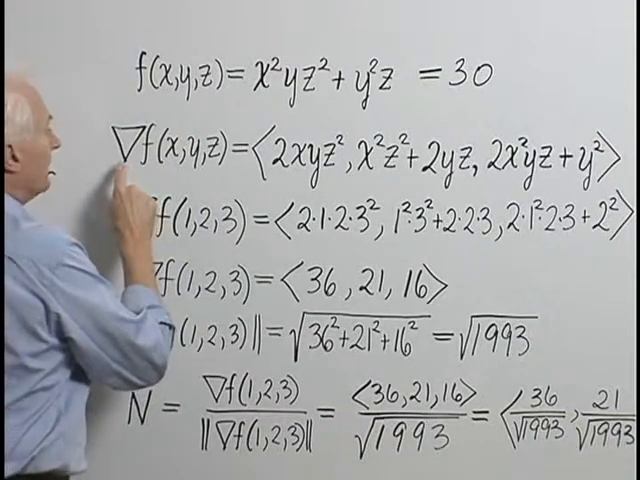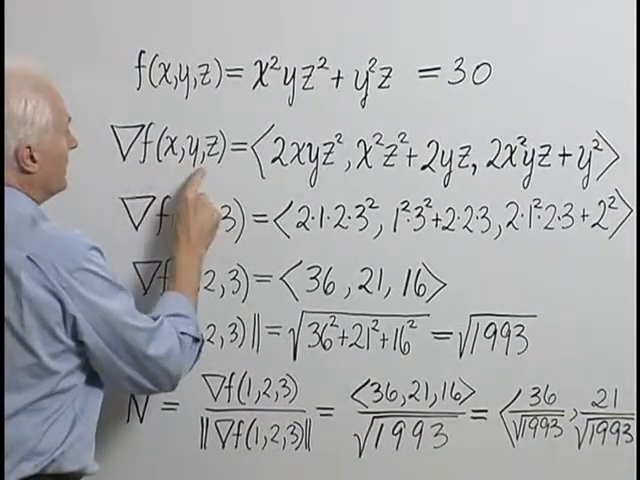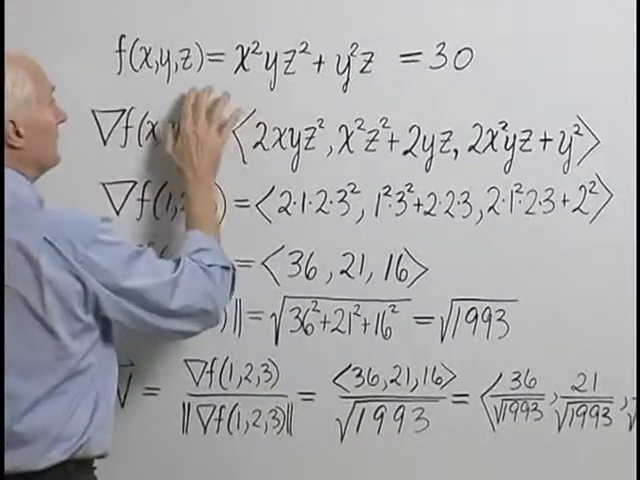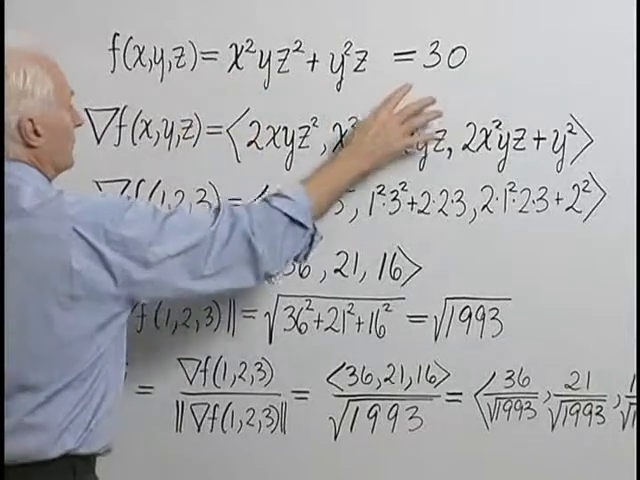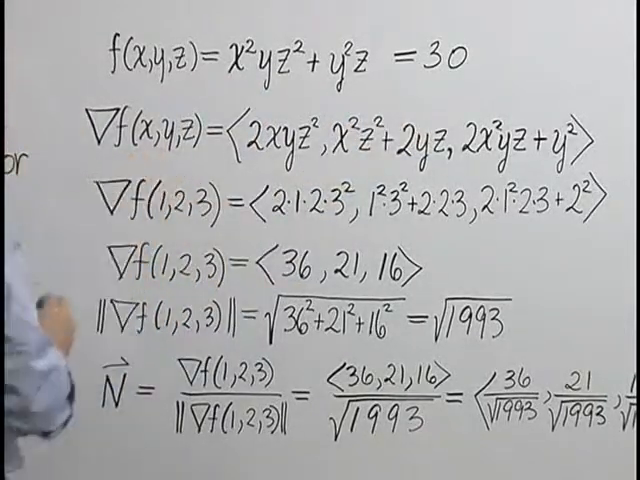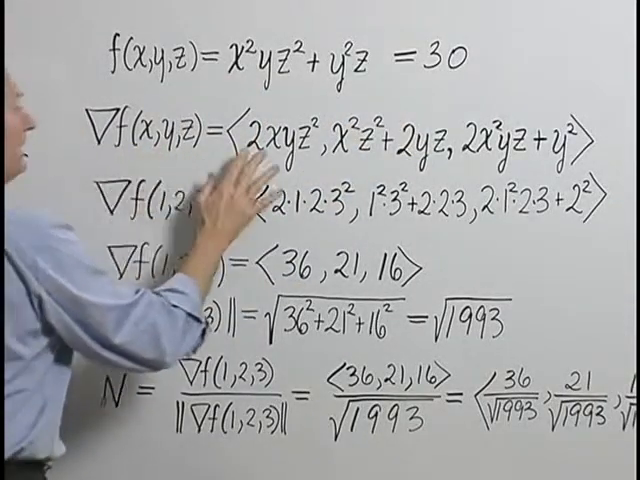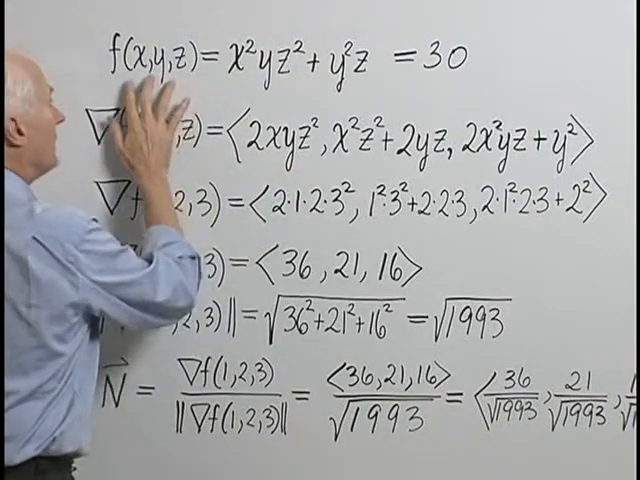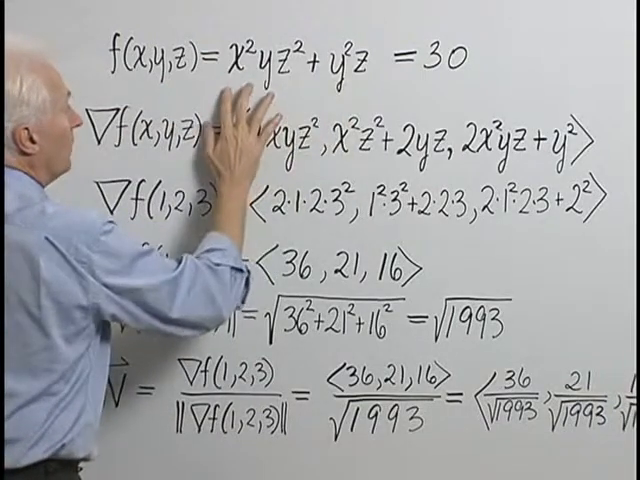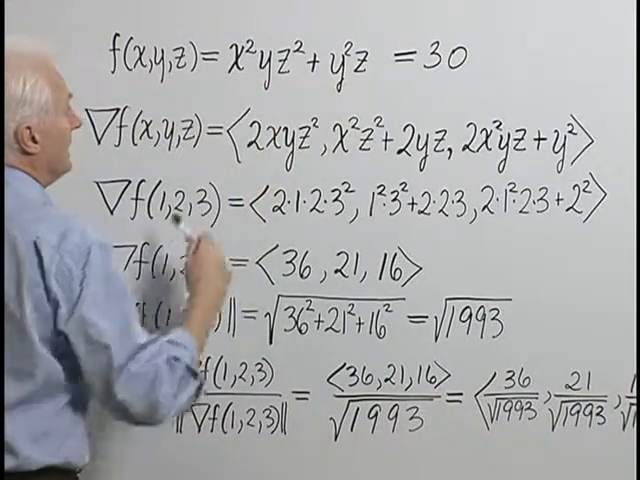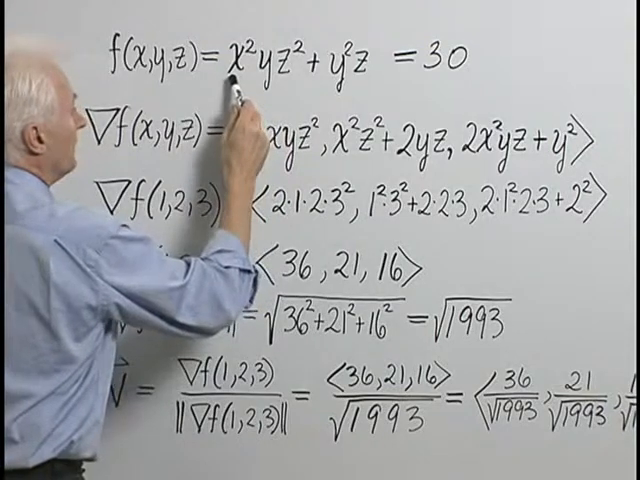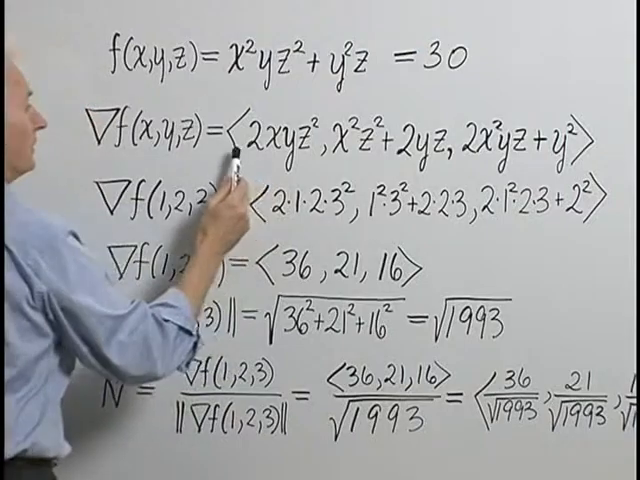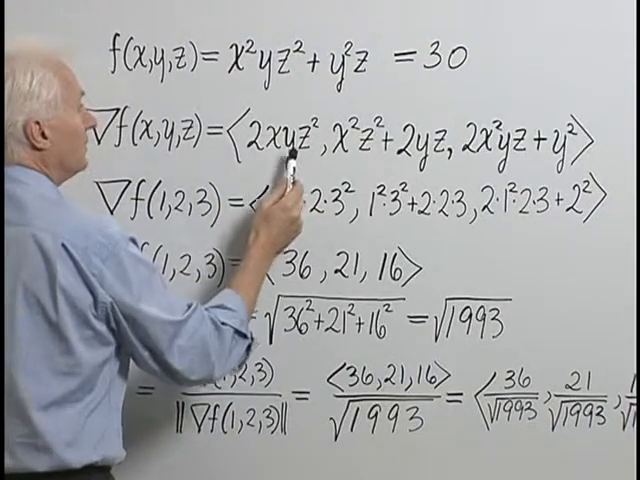So our technique is to compute the gradient of the function f, because remember, the gradient vector is always perpendicular to the surface f equals constant at any x, y, z. And so we compute the gradient vector. Its first component is the partial derivative of our function with respect to x. Well, the only term having x in it is our first term. The derivative of x squared is 2x. The y and the z squared get treated as constants, so the first term is 2xyz squared.